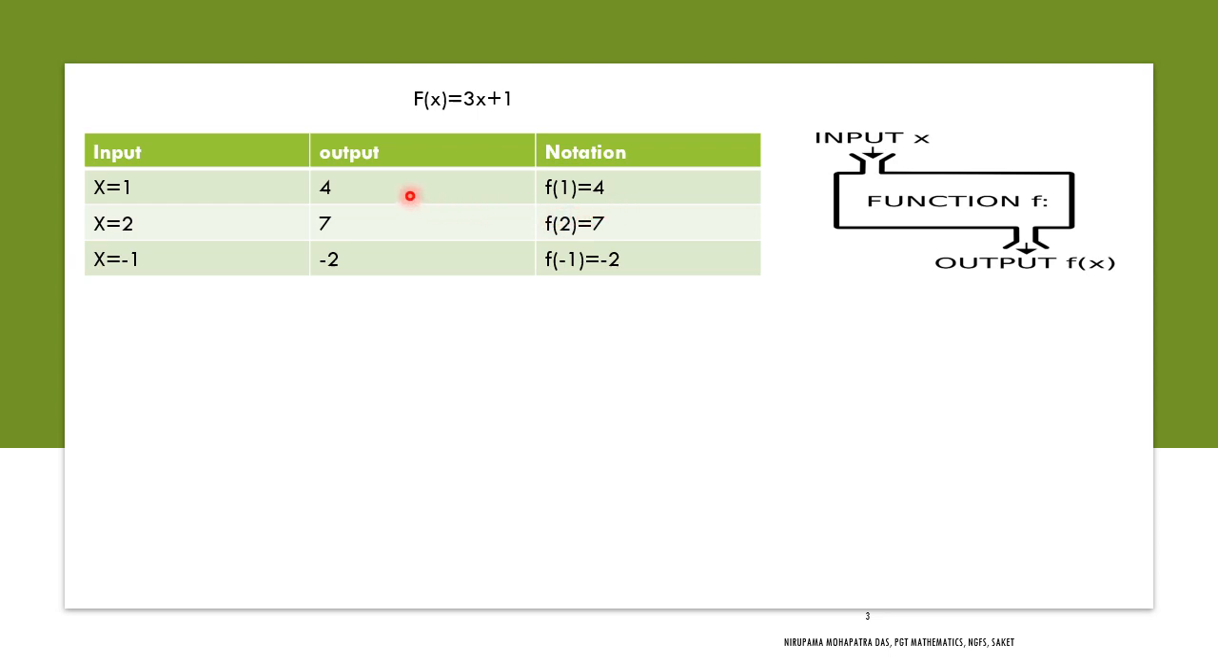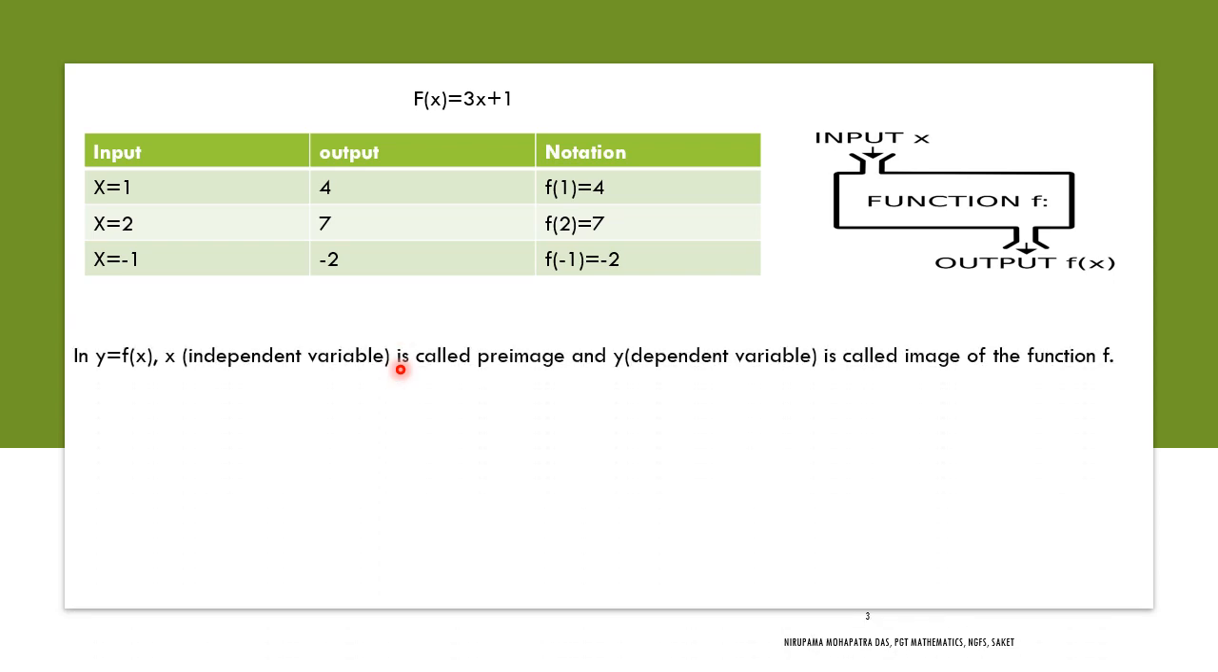It means the value of f(x) at x = 1 can be written as f(1), which is equal to 4. Similarly, when x = 2, f(x) = 3 into 2 plus 1, which is equal to 7. So we write f(2) = 7. It means the value of the function at x = 2 is 7. Similarly, for x = minus 1, we get f(x) = minus 2. Correct?